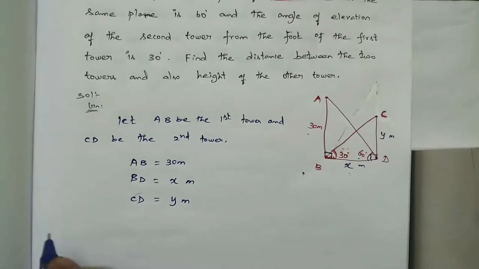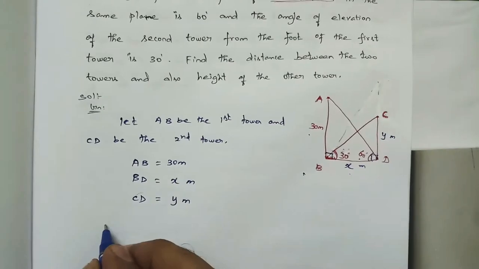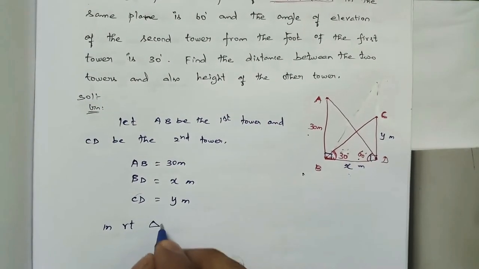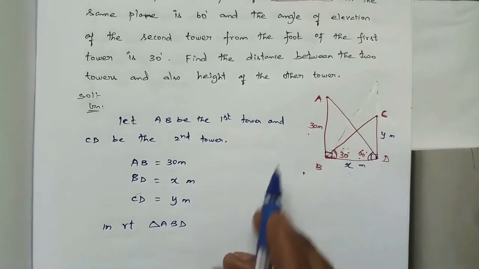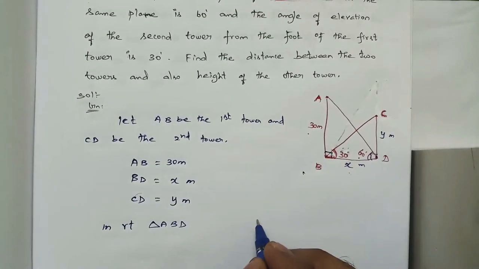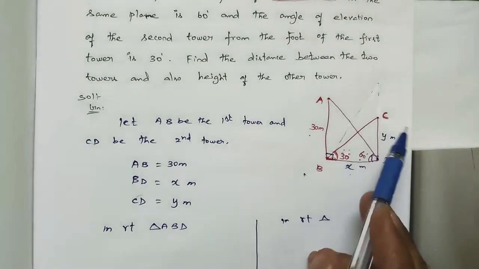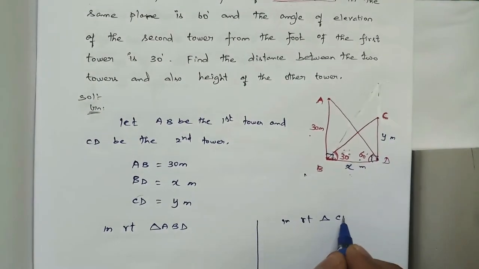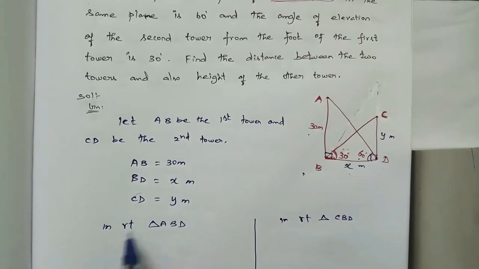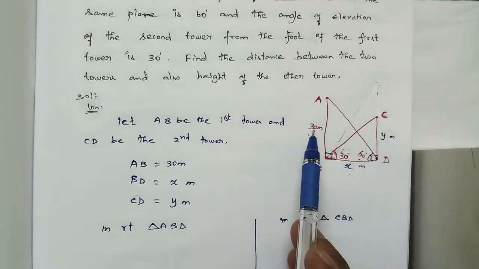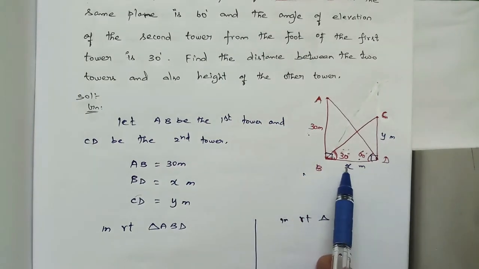So one by one we can find. How many right angle triangles are we having? We are having two right triangles. What are they? Right triangle ABD and right triangle CBD. First, in right triangle ABD, we know the opposite side and we are going to find the adjacent side. The opposite side is AB and the adjacent side is X meters, right?